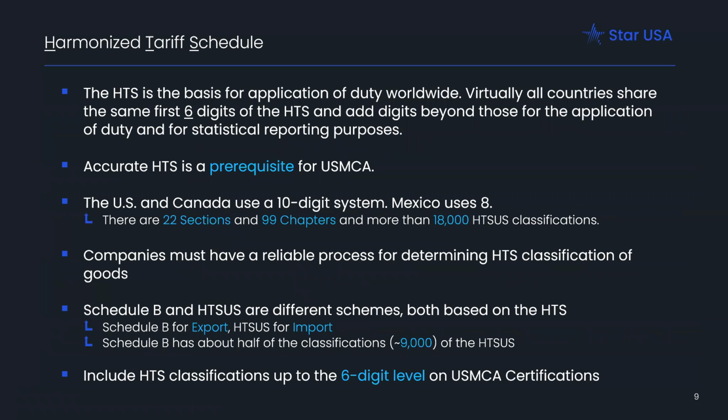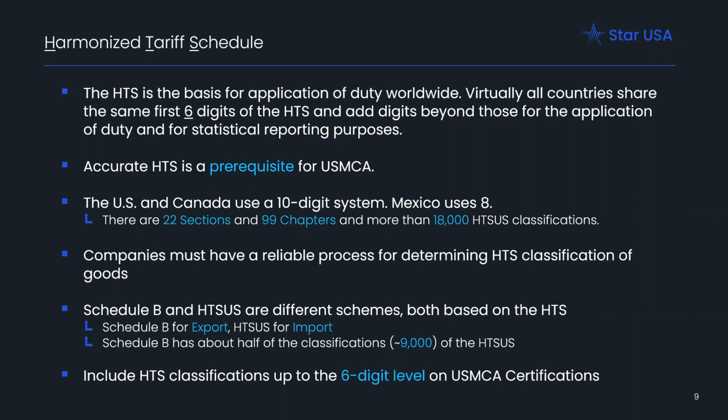And one of the other key concerns when looking at the framing of the USMCA is understanding the role of the HTS, the Harmonized Tariff Schedule. HTS is the basis for application of duty worldwide. Virtually all countries share that same first 6 digits, and then they add digits beyond those first 6, and those extra digits will determine the application of duty and statistical reporting requirements. An accurate HTS is an absolute prerequisite for USMCA certifications. You cannot do USMCA without accurate HTS. The US and Canada use a 10-digit system. Mexico uses an 8-digit system.